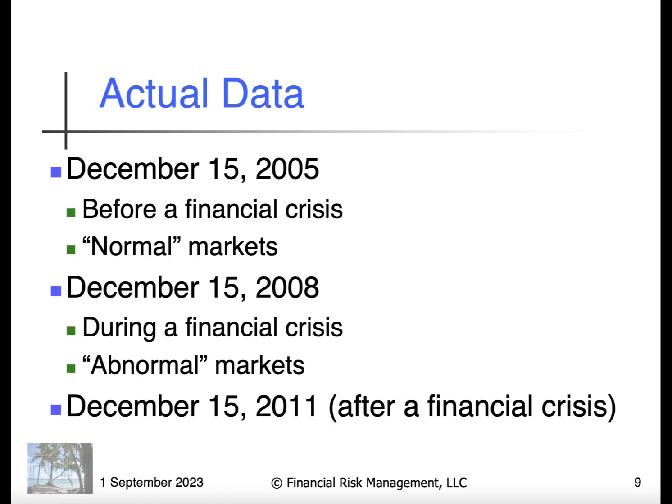We now turn to looking at some actual data. We're going to look at before the financial crisis, during the financial crisis, and after the financial crisis. Before is what I call a normal market. It's in air quotes because technically I don't believe I've ever observed a normal day in the markets. However, the great financial crisis was unusual and atypical, so we'll look at option prices during this time of deep uncertainty on December 15th, 2008, and then we'll look at December 15th, 2011, after the financial crisis.